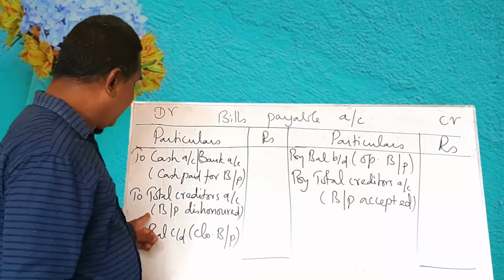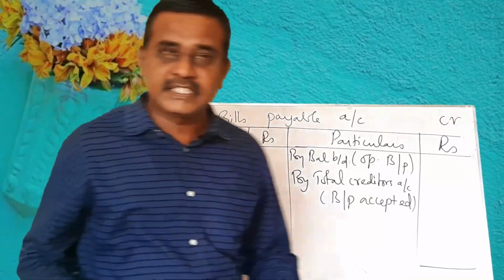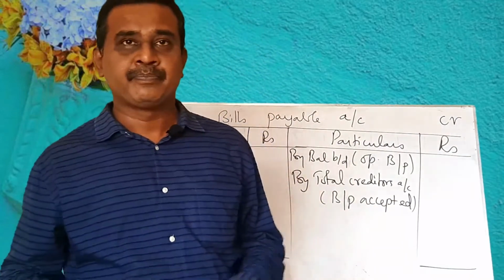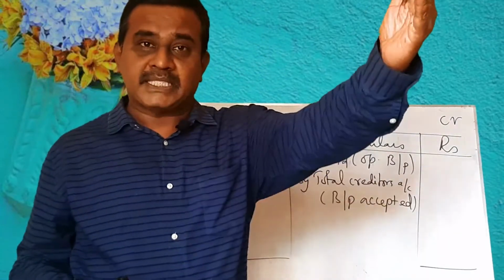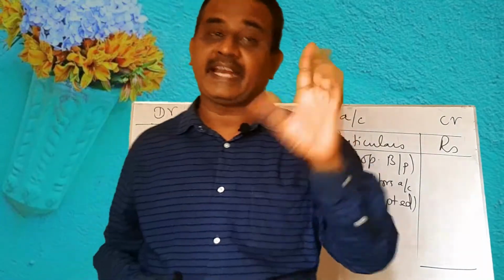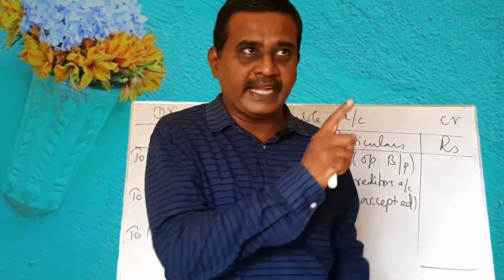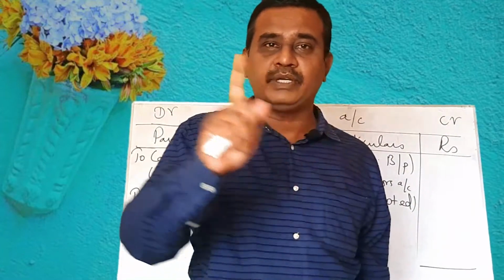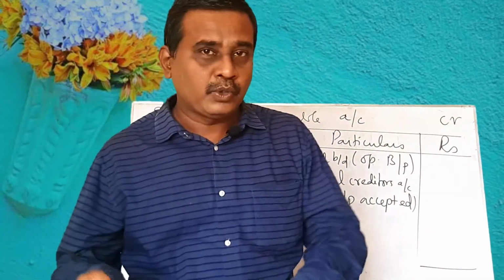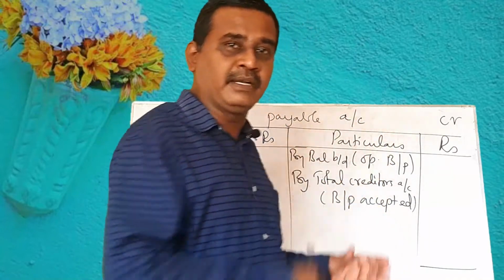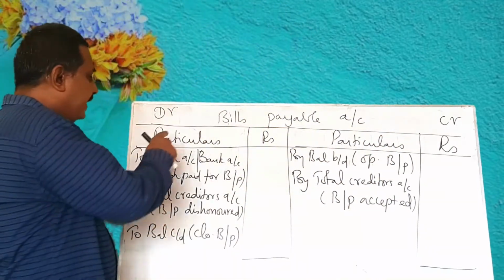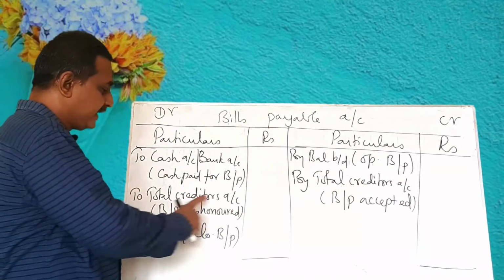Next one, bills dishonored. Dishonored means coming back. That is called the bills dishonored. Bills dishonored means bills payable will come into the business and the total creditors will be credited. So the entry will be bills payable account debit to total creditors account. So how to post that entry in the bills payable? We take bills payable account and come to the debit side and in the particulars column we write to creditors.